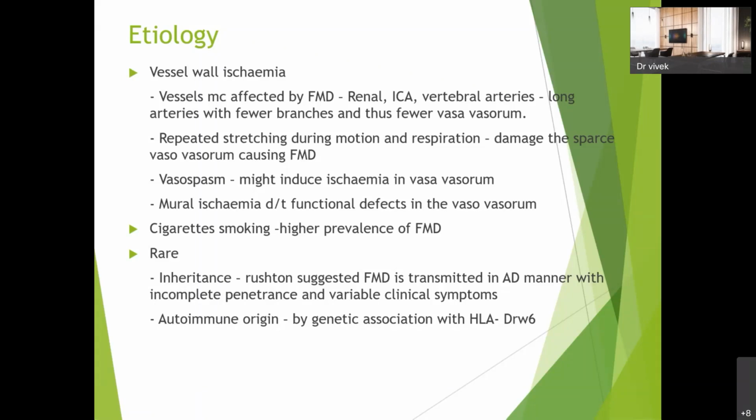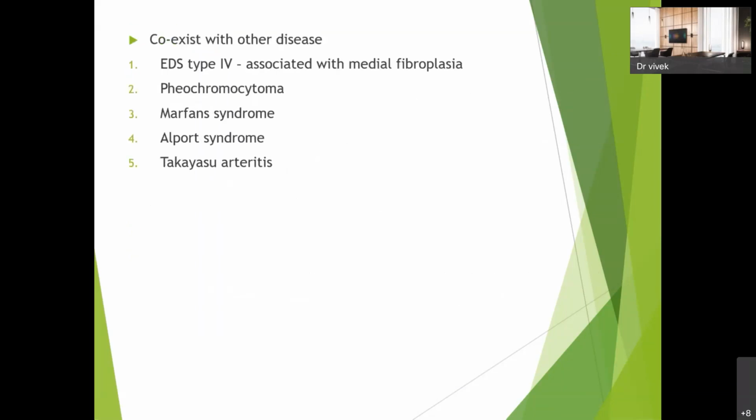Among rarer etiologies, inheritance has been noted. Rushton has suggested that FMD is transmitted in an autosomal dominant manner with incomplete penetrance and variable clinical symptoms. An autoimmune origin, due to genetic association with HLA-DRW6, has also been noted. FMD coexists with other diseases such as EDS type 4, which is also associated with medial fibroplasia, then pheochromocytoma, Marfan syndrome, Alport syndrome, and Takayasu's arteritis.